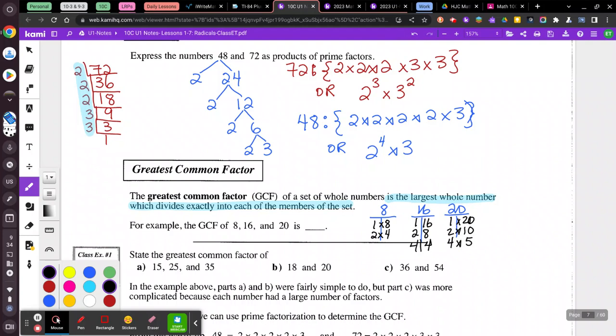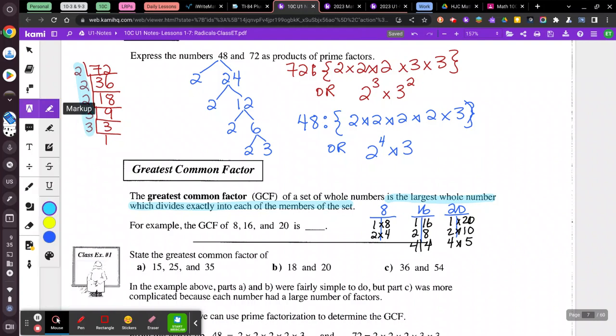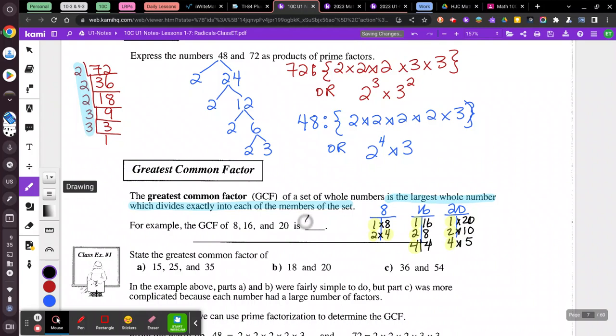4 times 5. Now we look at the numbers in each set, and we look for the identical number that is the largest. We notice that we've got a couple numbers that they have in common. Every number always divides by 1, so you're not looking for the digit 1, you're looking for any number larger than 1. We notice they all divide by 2, but they also all divide by 4. So the largest common factor in those lists is 4.